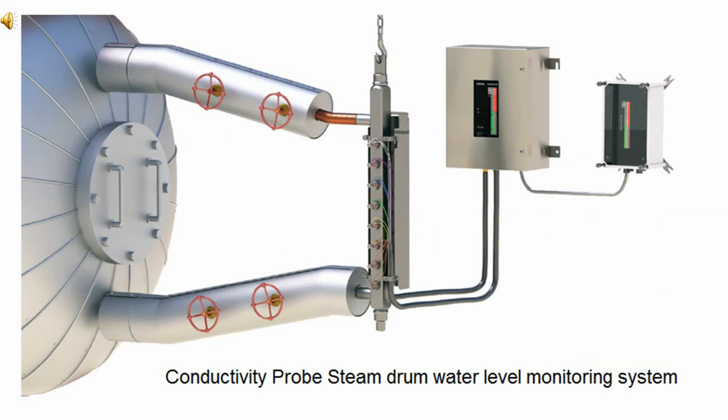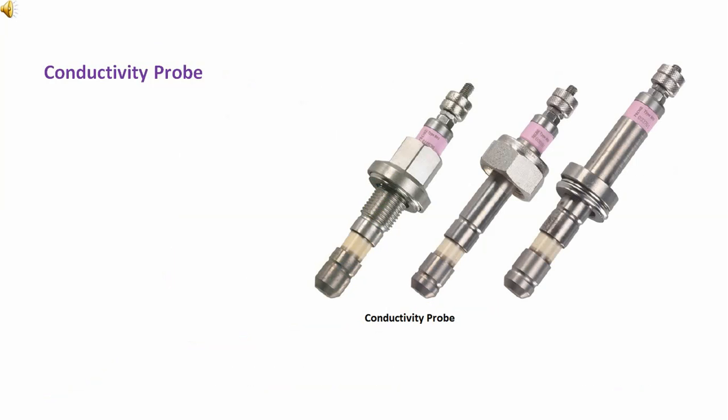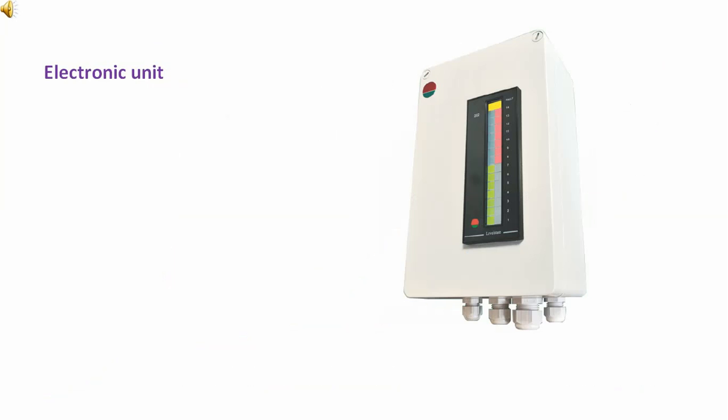Here in this diagram, we can see a column fitted with multiple conductivity probes, and these probes are attached with an electronic unit, and a remote indicator is also shown in this diagram. Here are the conductivity probes which are attached with the column. We have shown them separately. Here is the photograph of an electronic unit.